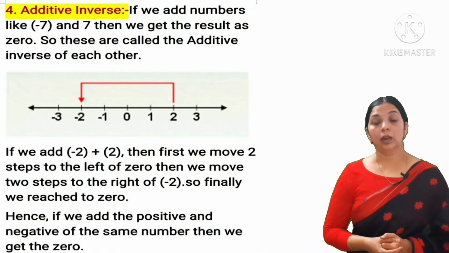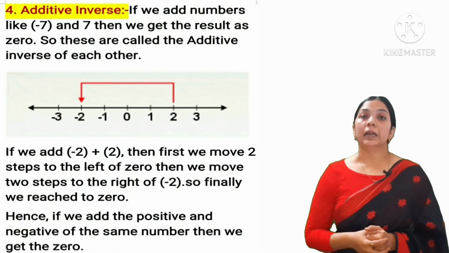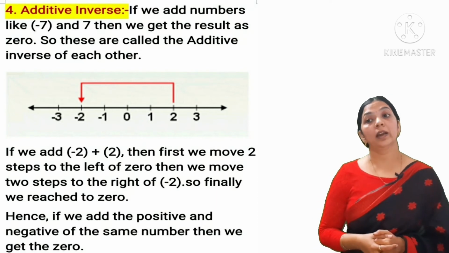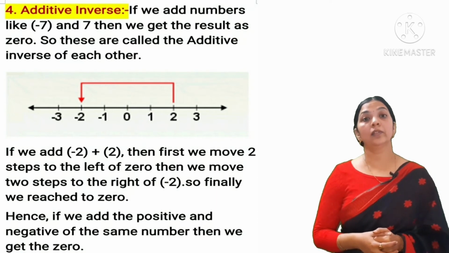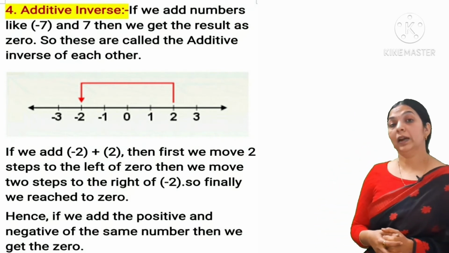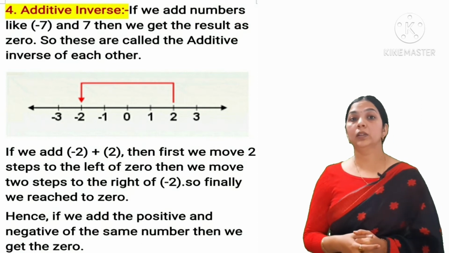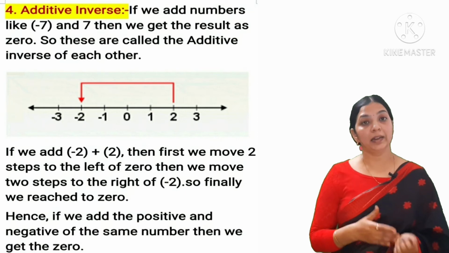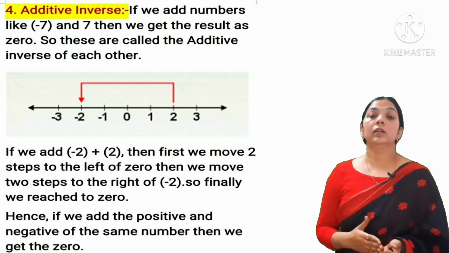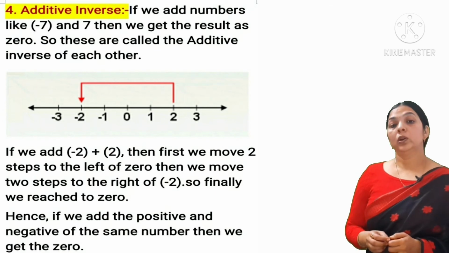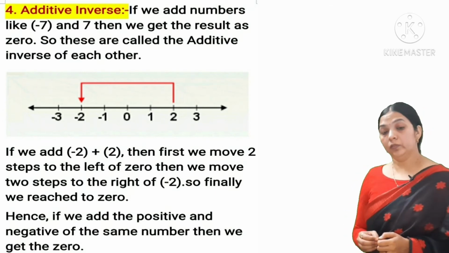Additive inverse. What is additive inverse? The additive inverse of any number is the number which when added to that number gives the identity of that number. For natural numbers, the identity is 0, and same with the integers also. If we add numbers like minus 7 and 7, then we get the result as 0, which is the identity. So these are called the additive inverse.